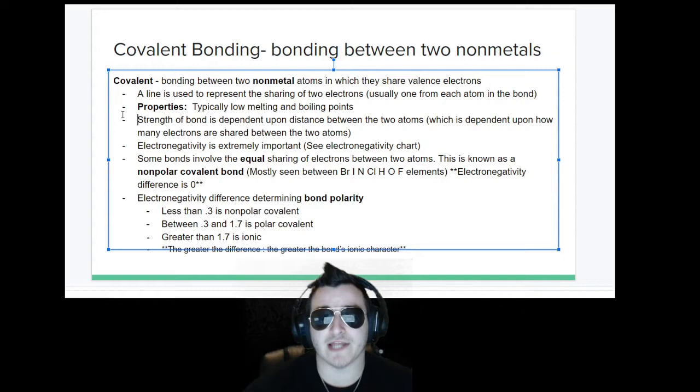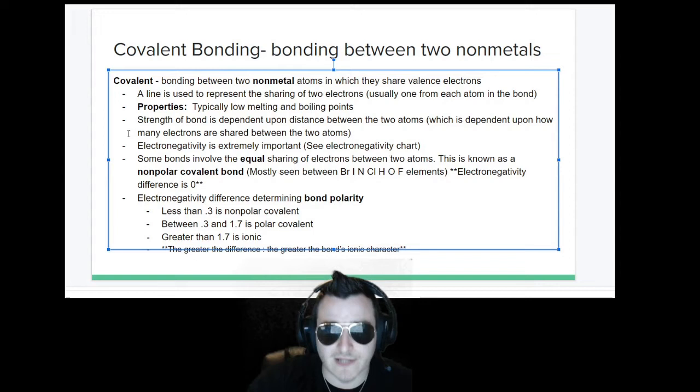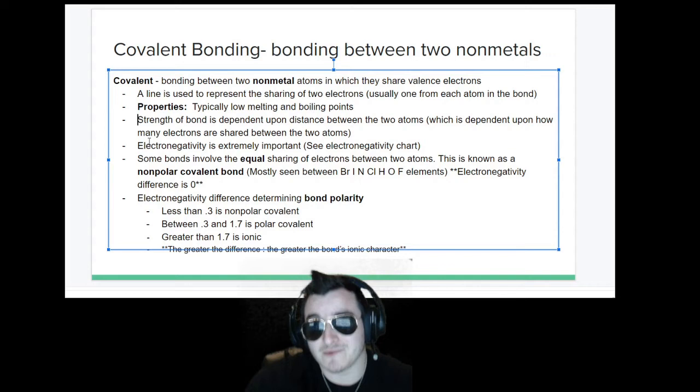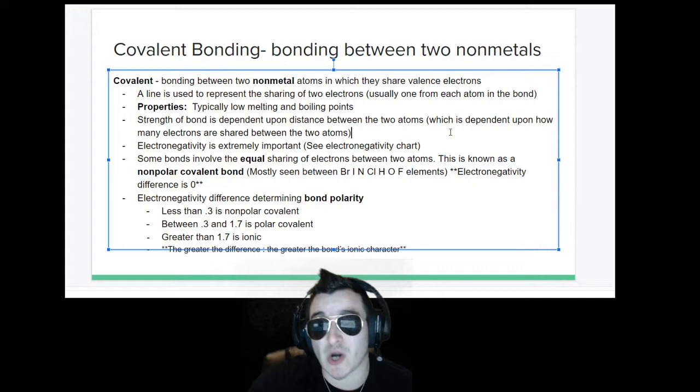And electronegativity is very, very important. It's a term that we utilized in the periodicity video, and it was one of the trends of the periodic table. Electronegativity is the ability to attract electrons. Well, atoms who are very attracted to electrons have a very big advantage at this current junction in chemistry. If you're attracted to electrons, you might be able to pull them a little bit closer to yourself than other atoms. And so some bonds involve the equal sharing of electrons between two atoms, but because of differences in personality of these elements, some are not equal sharing.